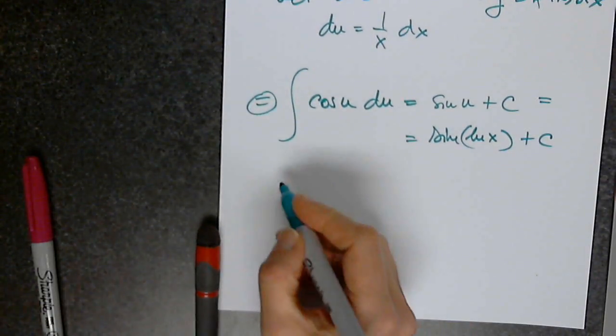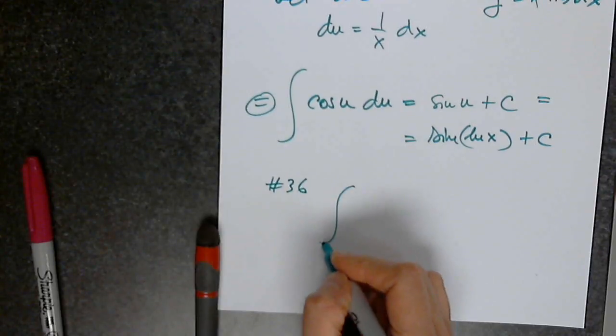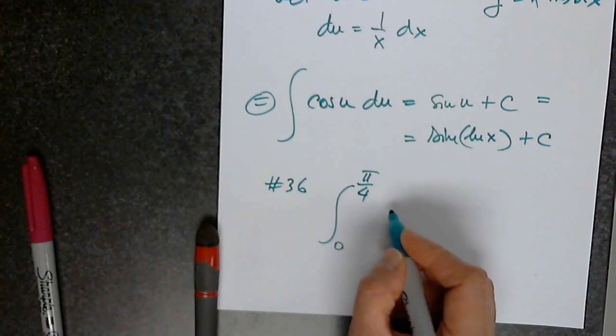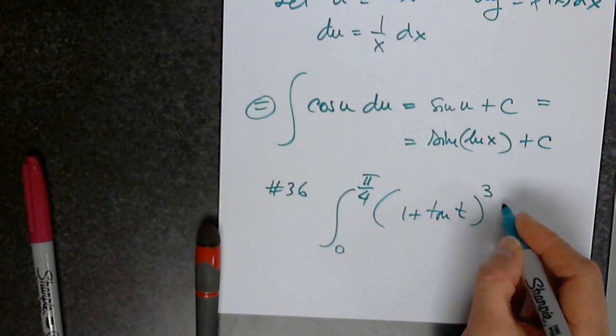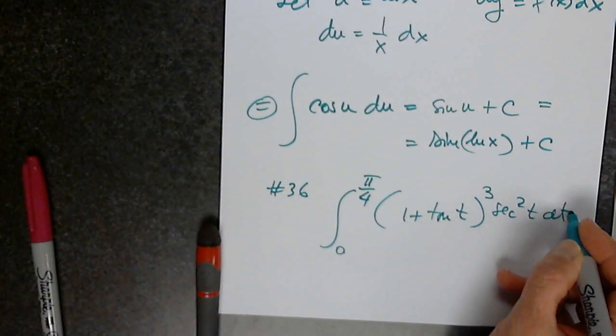So let's look at a definite integral with substitution. For example, problem 36: the integral from 0 to pi over 4 of 1 plus tangent t to the third, times secant squared t dt.